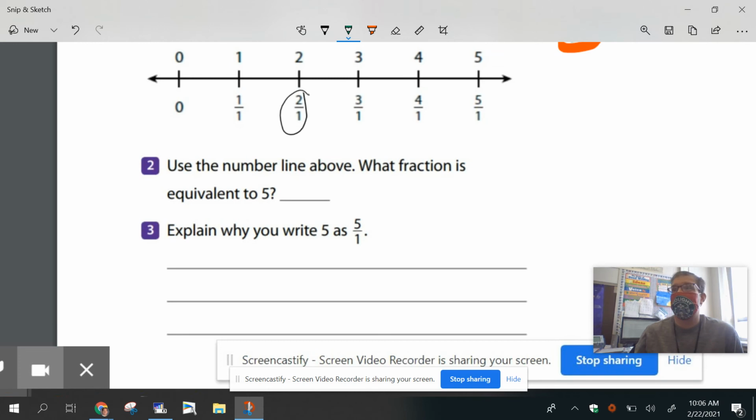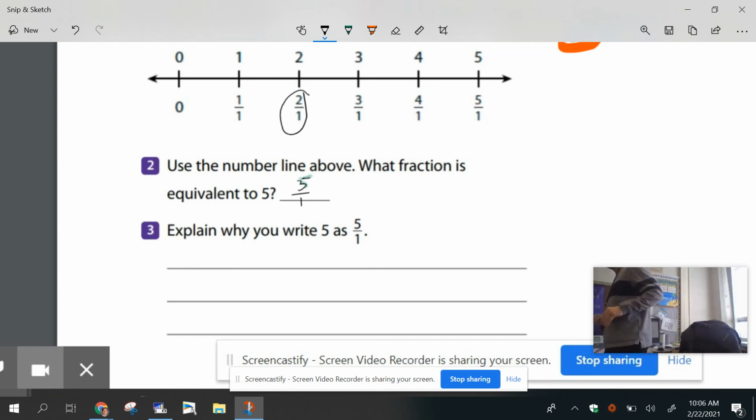Bryson, what's the fraction? 5 over 1. Is Bryson correct? Yes, he is. It's just the whole number over 1. Okay? Whole number over 1. Explain why you write 5 as 5 over 1. Why? What did you write down? How do you explain that?